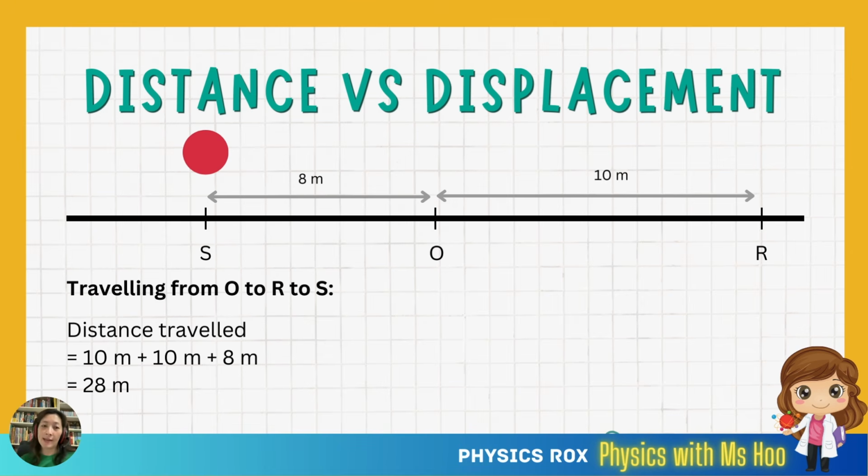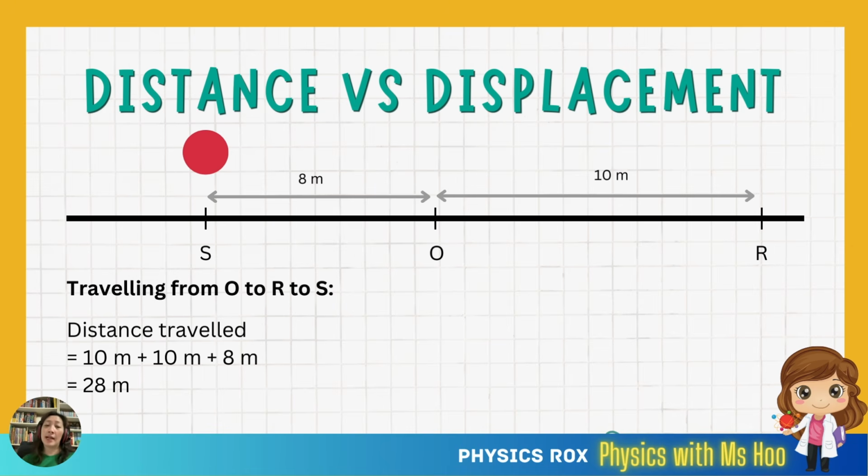So you can see that in this case, it doesn't matter which direction the ball is moving. When calculating the total distance traveled, we just count what distance it's actually moved. Just like if you're in a car, you would observe the odometer and see how far you've actually moved. It doesn't matter which direction you're moving, it's just how far you've actually traveled.